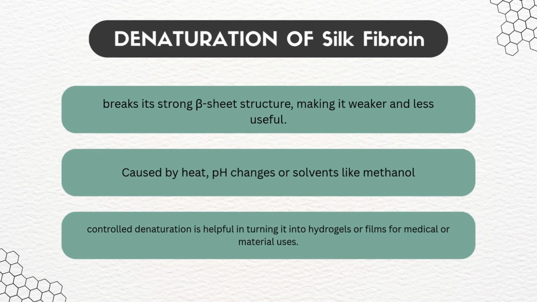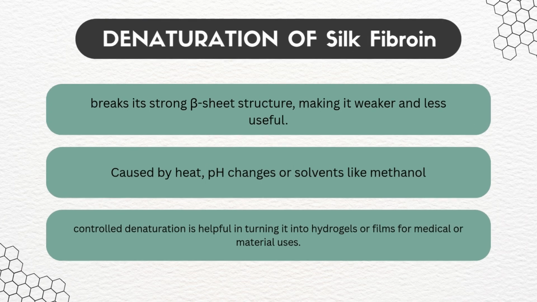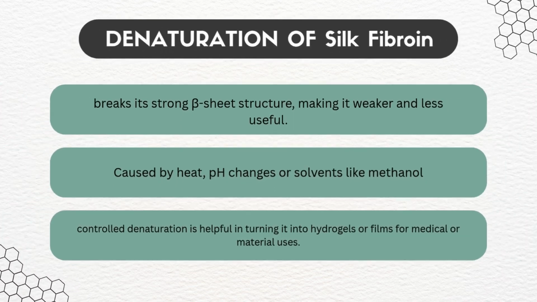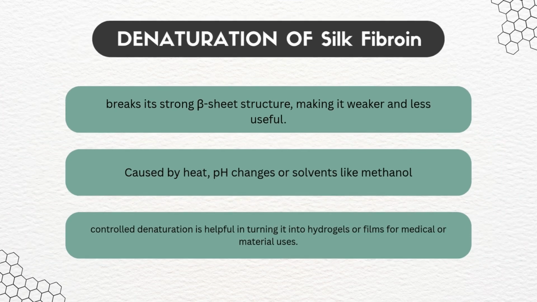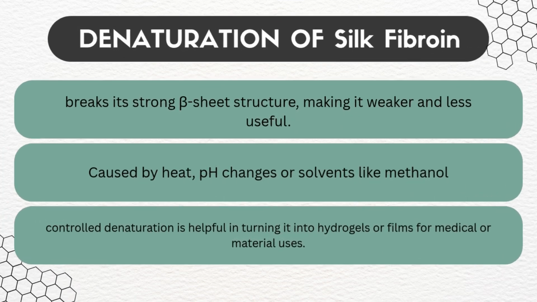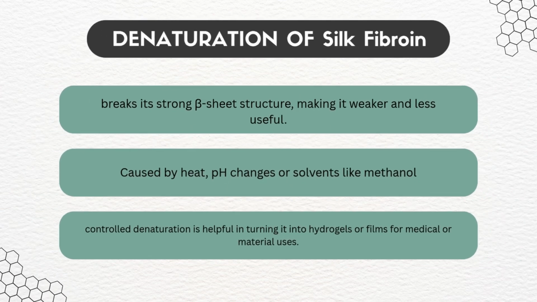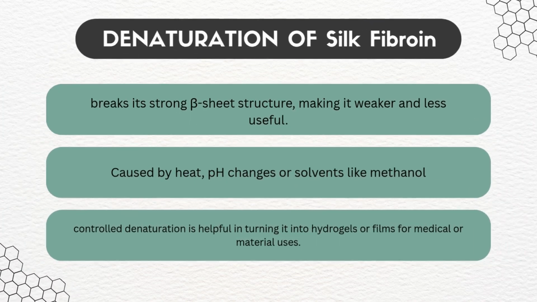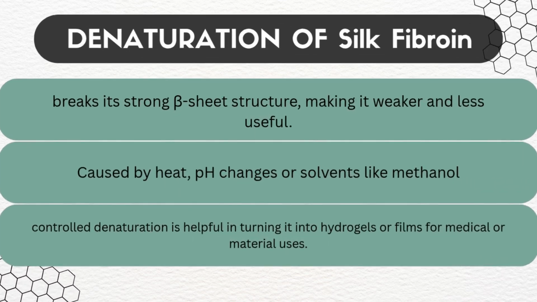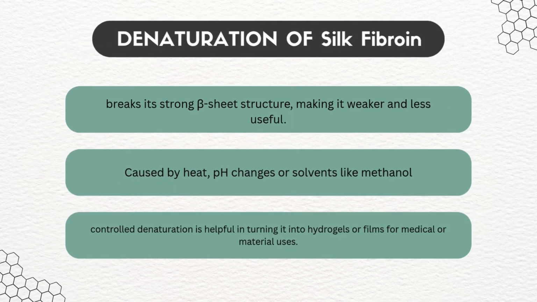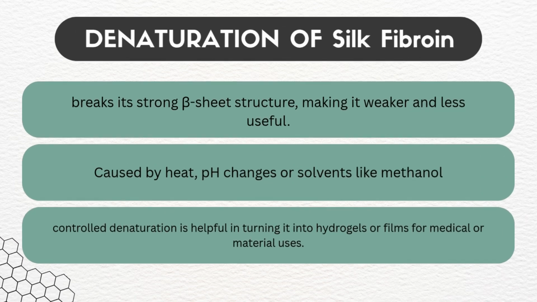Next, the denaturation of silk fibroin can break its strong beta sheet structure, making it weaker and less useful. It can be caused by heat, pH changes, or solvents like methanol. Sometimes, controlled denaturation is helpful, for example, to turn it into hydrogels or films for medical or material uses.